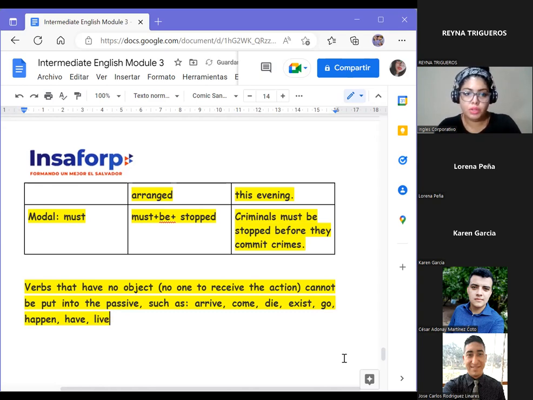Leave, occur, sleep. And there are so many more, etcetera.